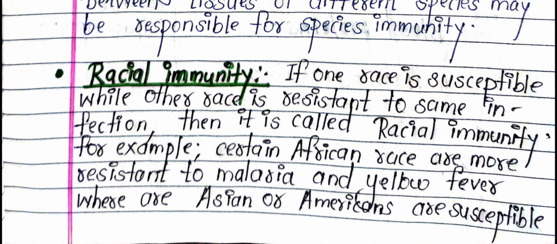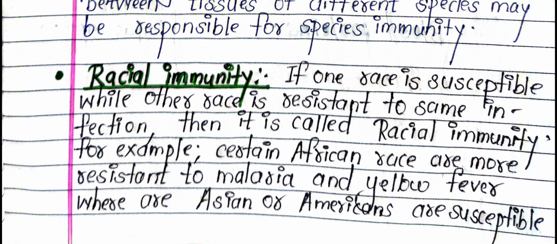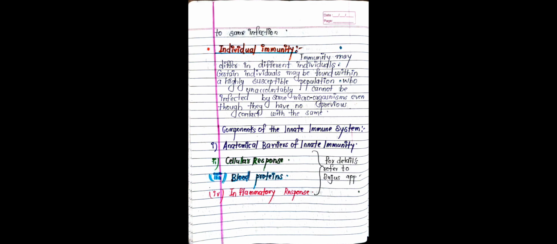Racial immunity. If one race is susceptible while another race is resistant to the same infection, then it is called racial immunity. For example, certain African races are more resistant to malaria and yellow fever, whereas Asians or Americans are susceptible to the same infection.